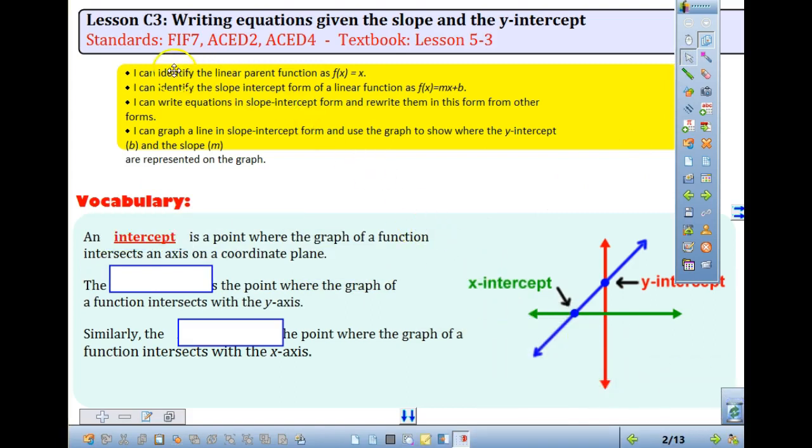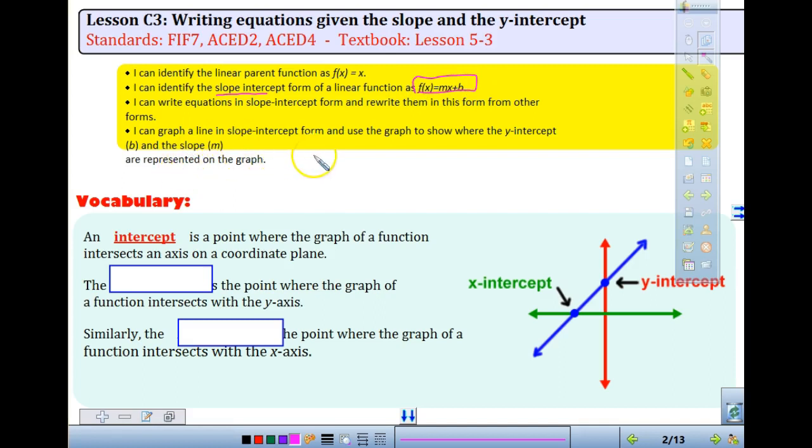So as we look at lesson C3, we have a lot to get through in the rest of class. Identifying our parent function, we're going to be talking about that today. We're going to talk slope-intercept form of our linear functions, which is f of x equals mx plus b. Or a lot of times you will see it as y equals mx plus b. Key thing, we're going to be talking about our x and y intercept. So this first vocab is intercept.